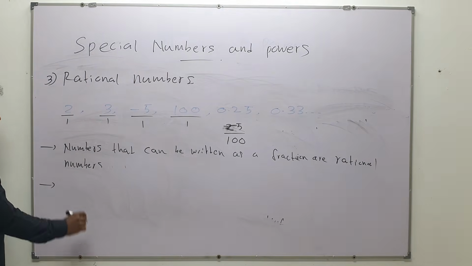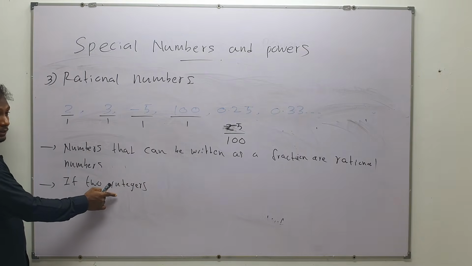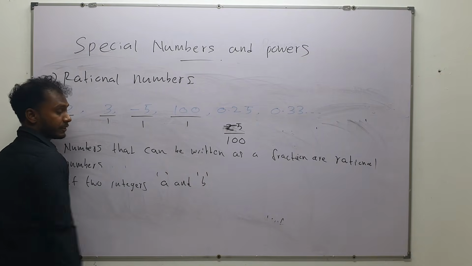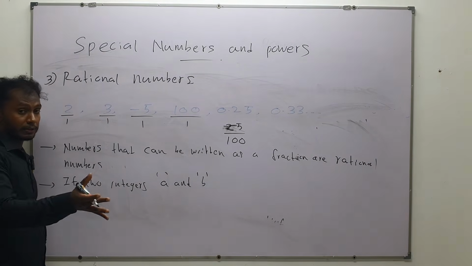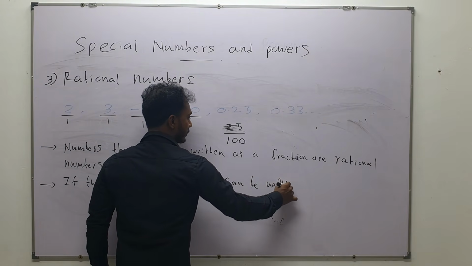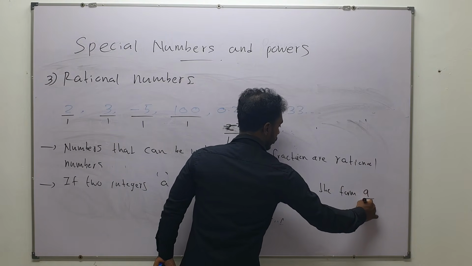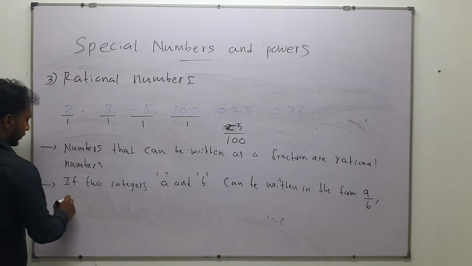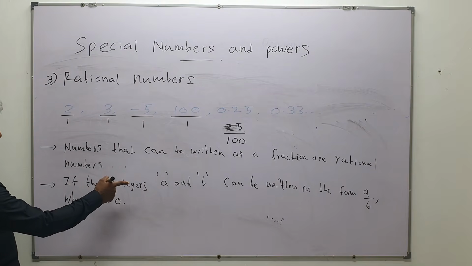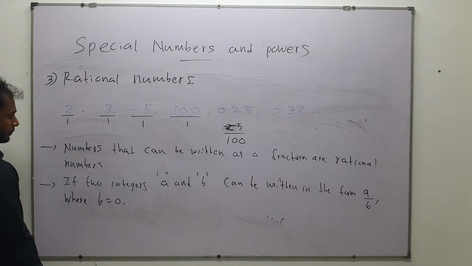Simply I can tell that if two integers, I'm telling the same thing in another way. If two integers a and b are the algebraic terms I use for the two numbers. If two integers, you know what integers are now, a and b can be written in the form a over b, where b is not equal to 0, are rational numbers. They are rational.